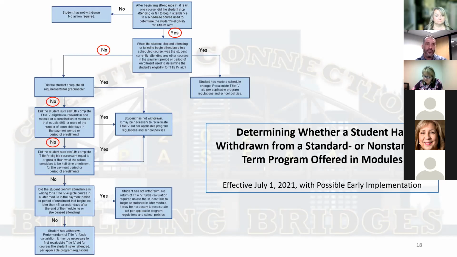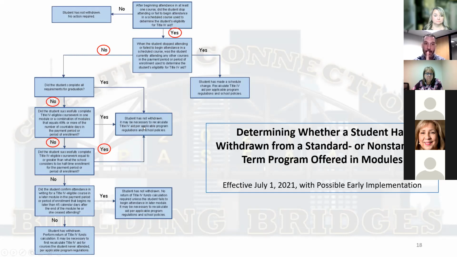Did the student successfully complete the coursework in one mod or mods that are 49%? Like I said earlier, it's easier to switch these and ask yourself the next one. Did the student successfully complete the halftime requirement, which in the example we provided earlier was 6? They successfully completed it. They earned a passing grade at the institution. And now our question, what do we do next? Yes, the student is not a withdrawal.